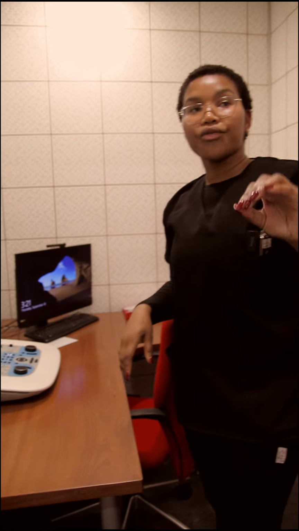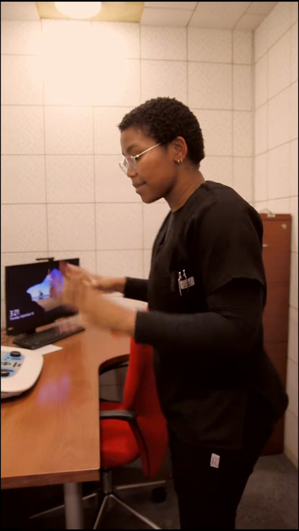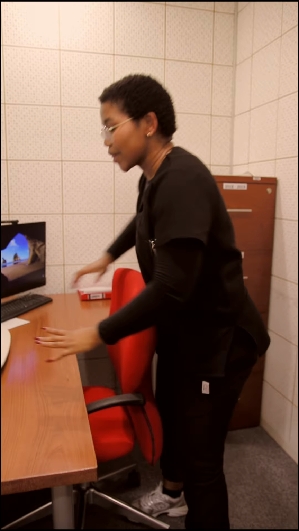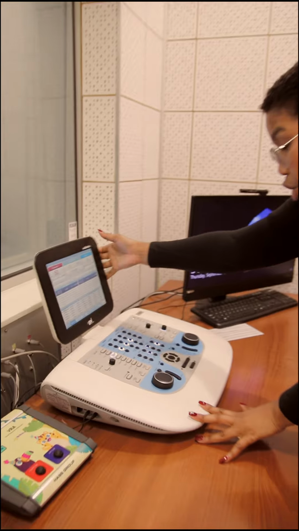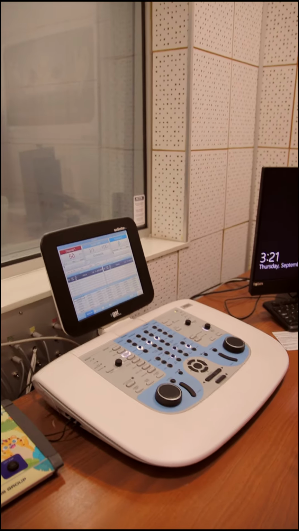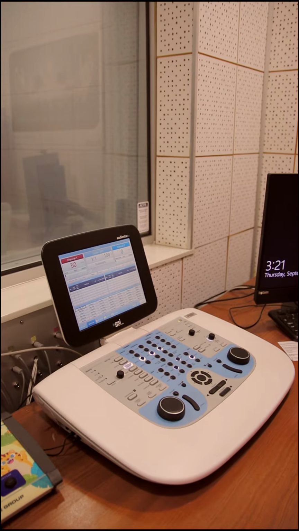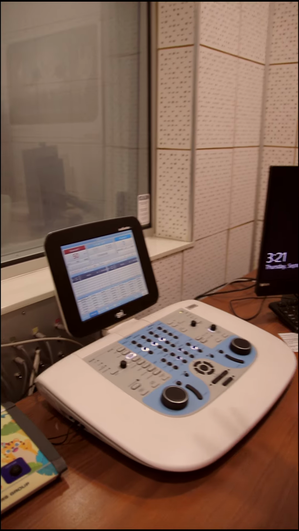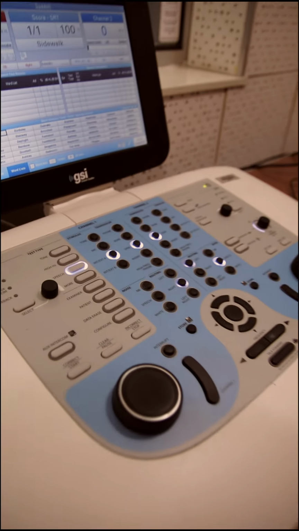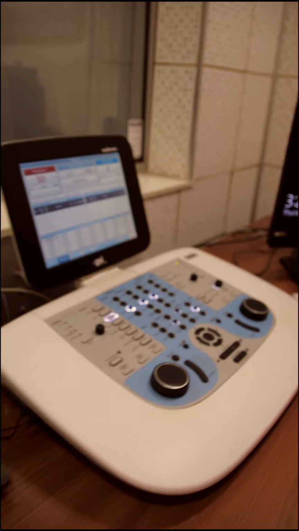So once we move from the emittance room, we come here. This one, we call it the audiology booth. This one has the machine that we use. It's called an audiometer. It's the machine that we use to test hearing. It has different frequencies, different levels. What we usually do is test the softest sound that a patient can hear.